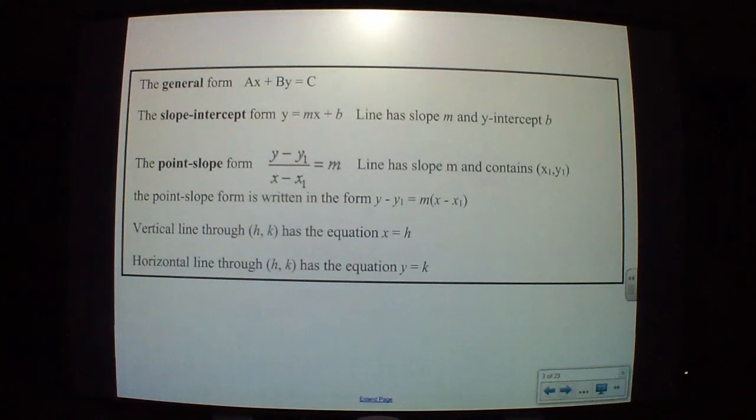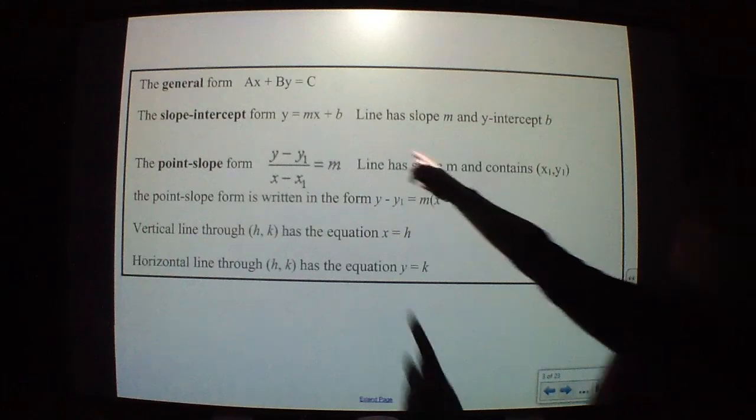General form, ax plus by is equal to c. Your coefficient a should be a positive number, so move terms to whatever side makes the coefficient of x, which is a, positive.